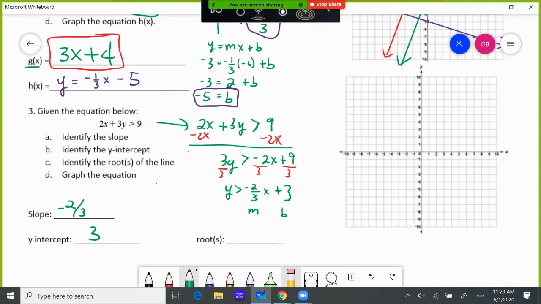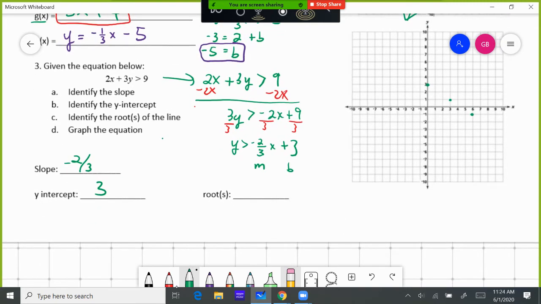We'll see it right now on the graph. So let's go ahead and graph it. The y-intercept is 3, and the slope is down 2 over 3. Down 2 over 3. Now, this is an inequality, so you need to draw either a solid line or a dashed line, and you have to shade either above or below, like mentioned before. Another reminder: if it's less than or greater than, you're going to draw a dashed line.